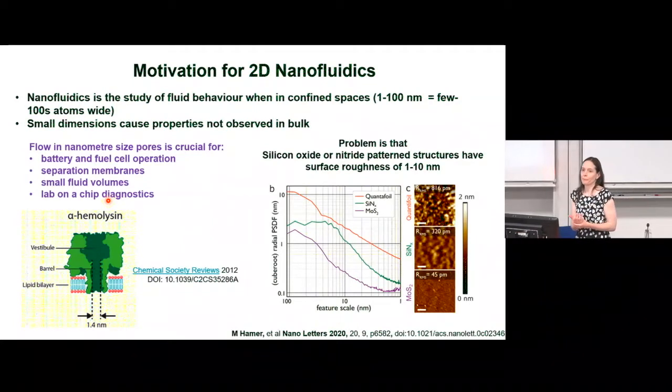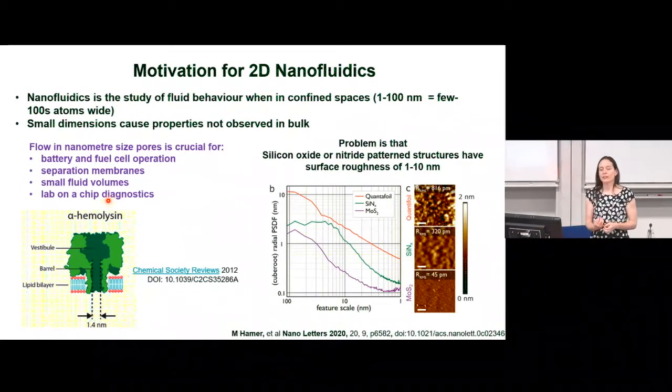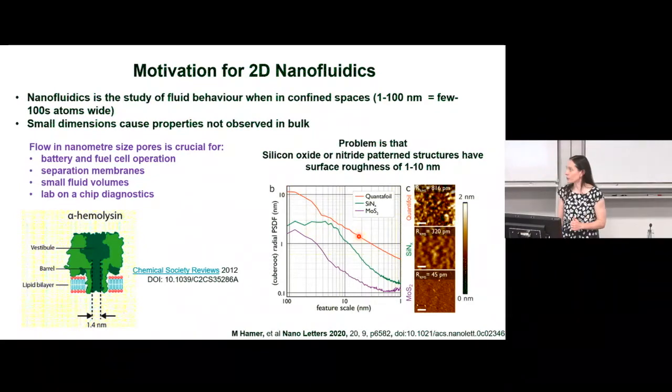And so two-dimensional materials give you this opportunity for atomically flat surfaces, and this is a picture here of the surface roughness comparison between molybdenum disulfide, which is a two-dimensional material, and silicon nitride, which was the flattest possible silicon nitride we could come across, and then just an amorphous carbon surface, which is the quantifoil.